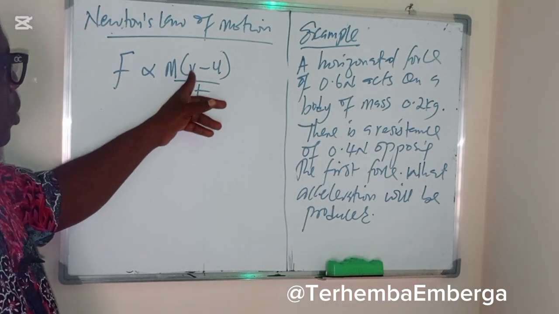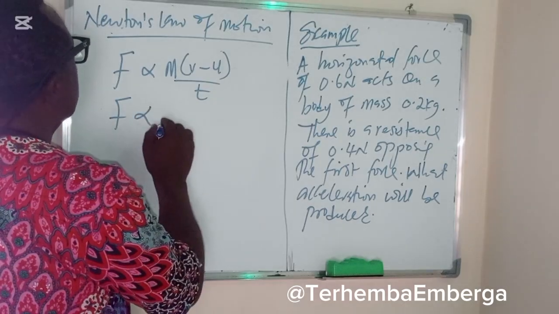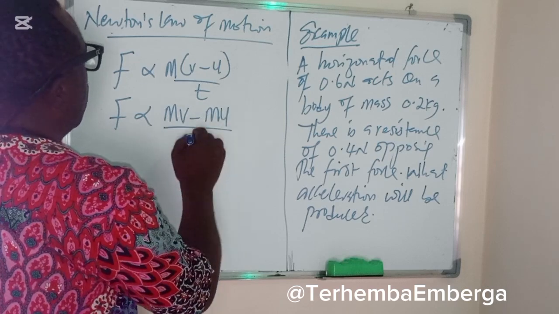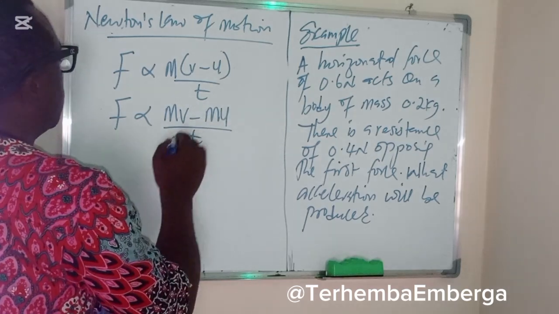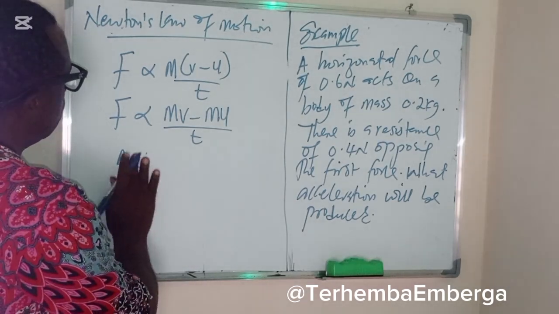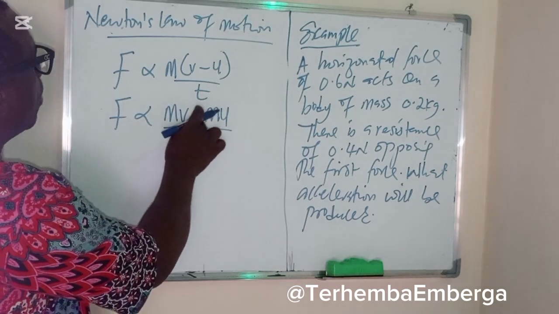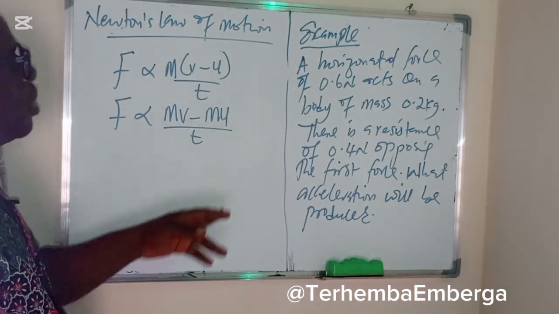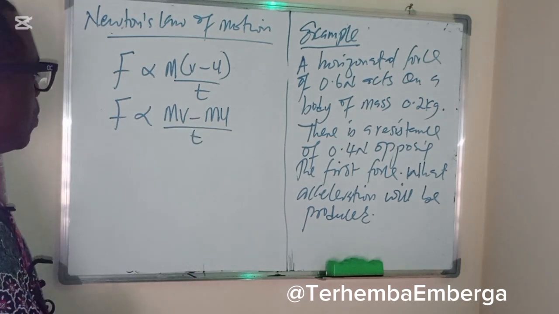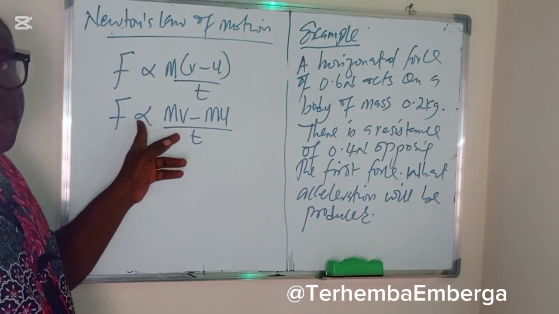This is the change in momentum, or we can write this as F directly proportional to (mv minus mu) all over t, where mv minus mu is what we call the change in momentum, the difference between the final momentum and the initial momentum.